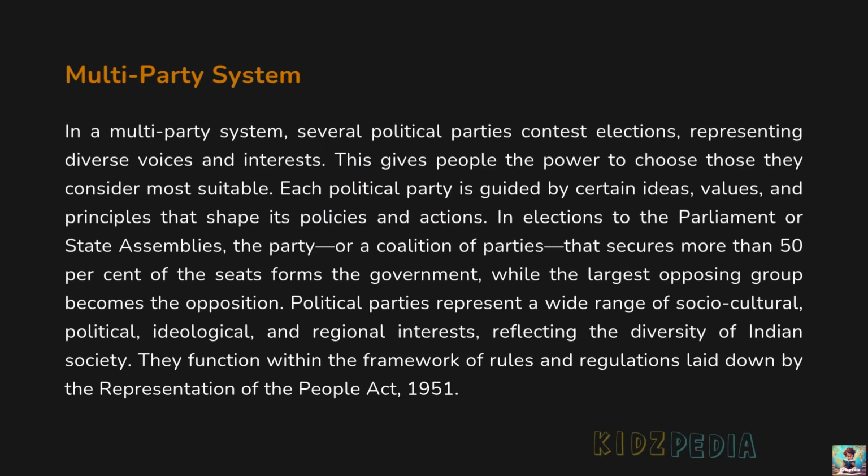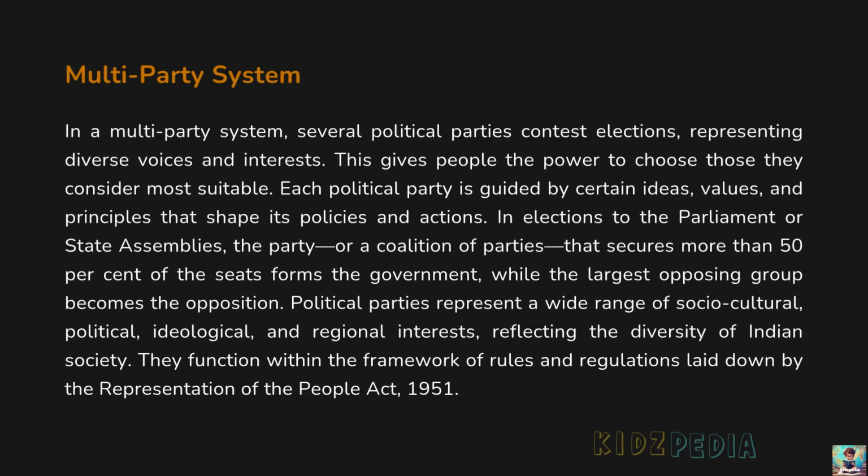Next is multi-party system. In the multi-party system, several political parties contest elections representing diverse voices and interests. This gives people the power to choose those they consider most suitable. Each political party is guided by certain ideas, values, and principles that shape its policies and actions.